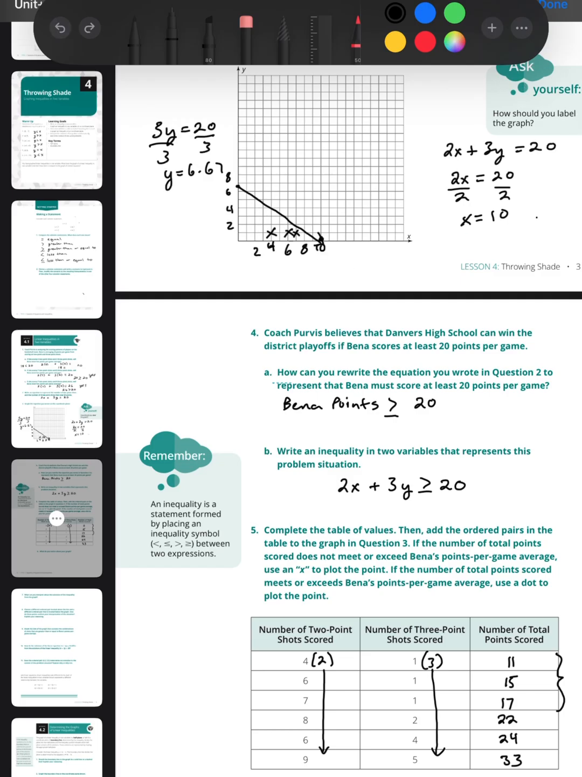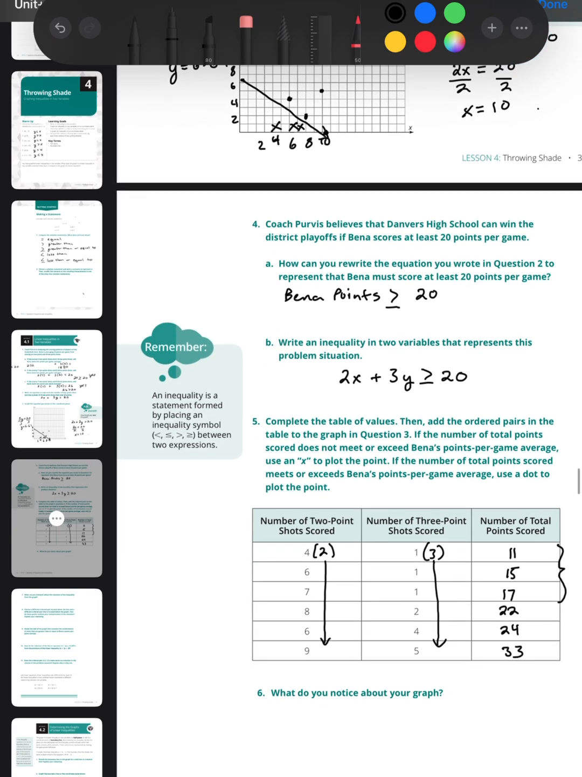Let me try that again. 8-2 would be here. There we go. All right, 8-2, 6-4, and then 9-5. So 9-5 would be about right here. Okay, so we can see all those points are above the line, which makes sense with our inequality being a greater than or equal to. All those points fall above the line.